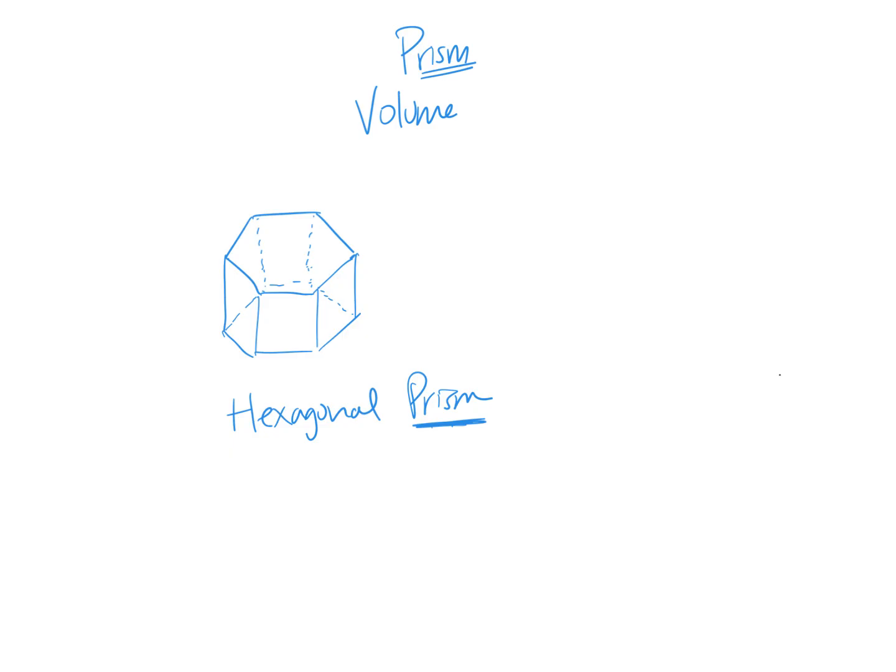So if you look here, the base is a hexagon, and the top is also a hexagon. But what do you notice about the lateral faces? Lateral means sides. So the non-bases, what shape is that? A rectangle. That's what makes it a prism. All the non-base sides are rectangles.